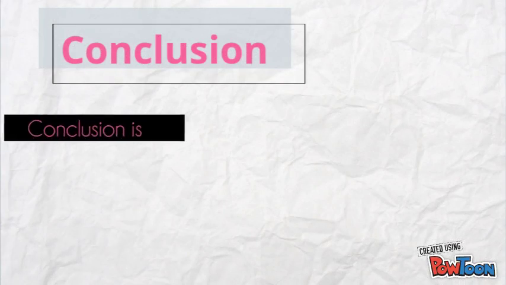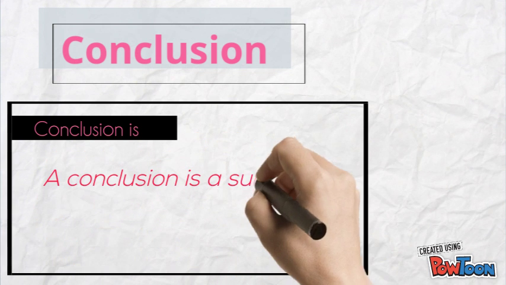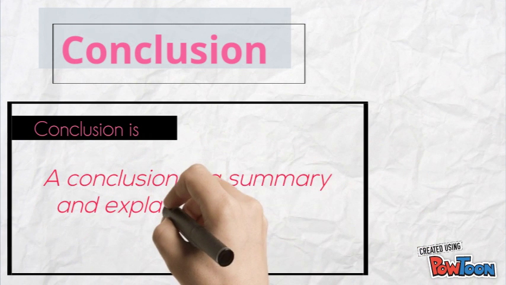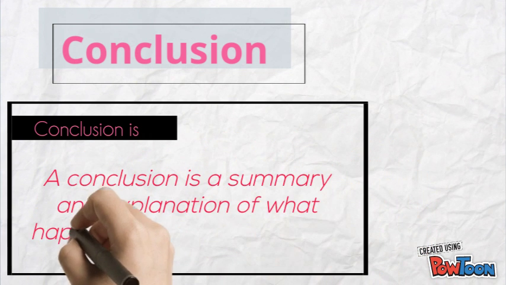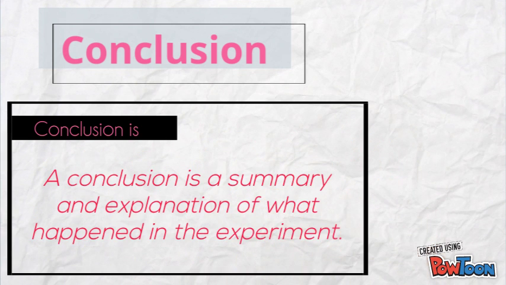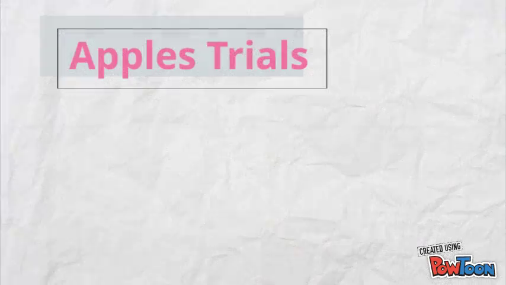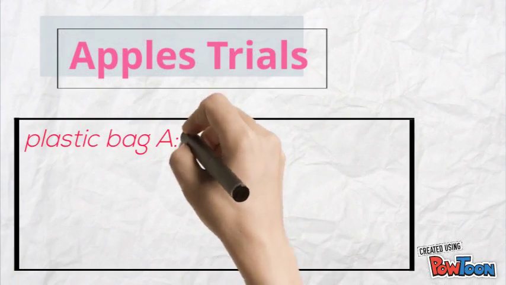A conclusion is a summary or explanation of what happened in the experiment. It must include whether your hypothesis was correct. If it wasn't, why? Do you have to change something and do it again, and is your data understandable for everyone?